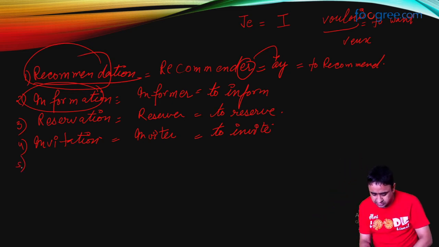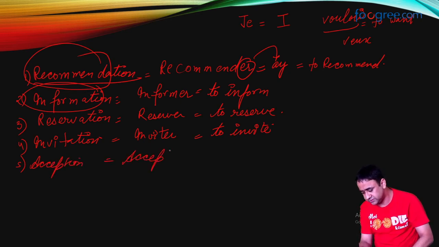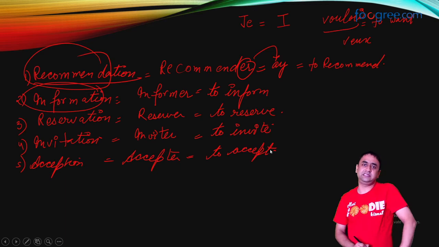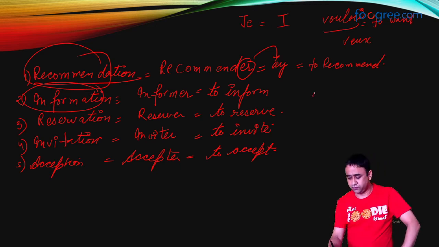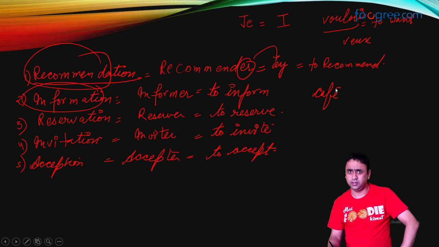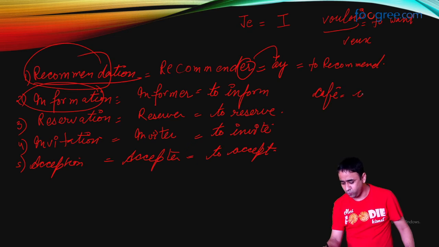Let us take acception, and we can form the word accepter. That means to accept. Now, my dear friends, let us take two common examples. For example, a café. Now, you know the meaning of café. Yeah, we all know. Café means, can you tell me? A coffee. Wow. That is why this is wow mantras. So this is a coffee.